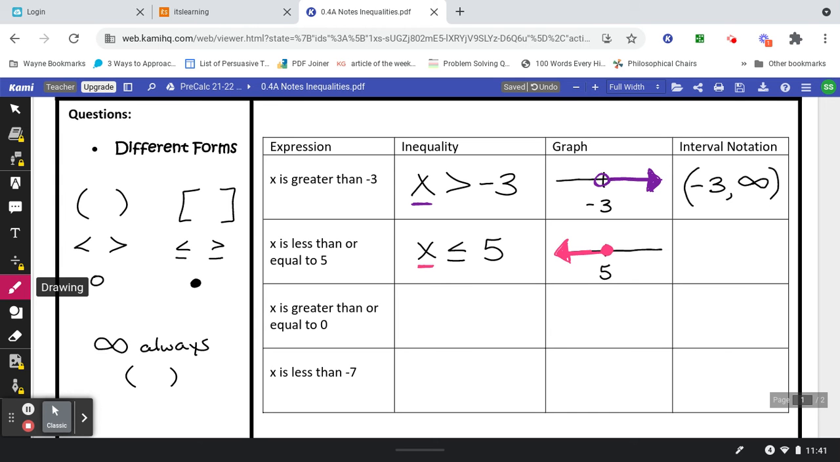And then for interval notation, this one starts all the way to the left, that smallest number that we know, we call negative infinity. And we're going to go all the way to 5. So infinity, even if it's a negative, always will have a parenthesis. And the 5, because it's a closed circle, we'll use a closed bracket.